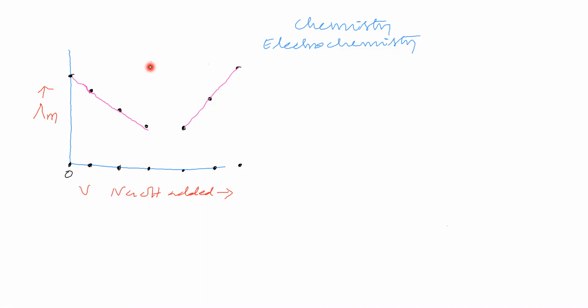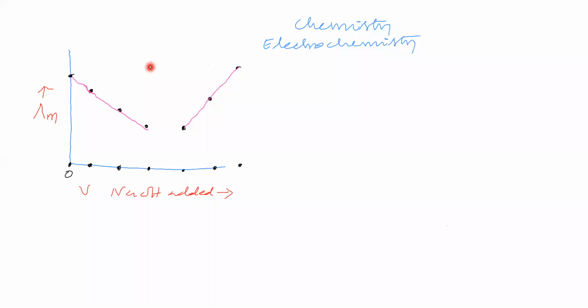Before the equivalence point lambda m is high. After the equivalence point also lambda m is high. So we want the equivalence point, which is the minimum value, the minimum lambda m. So how do we get that minimum lambda m? By extrapolating the graph, by extrapolating the curves.